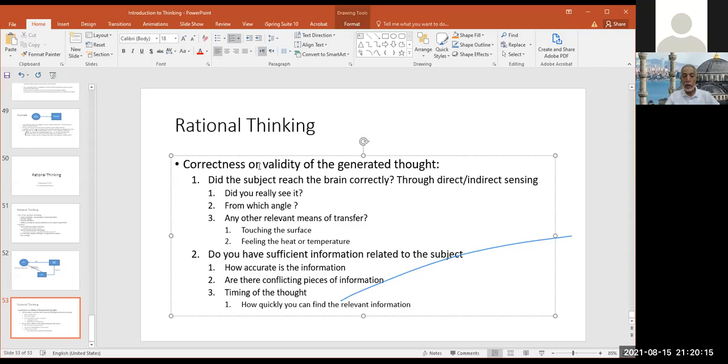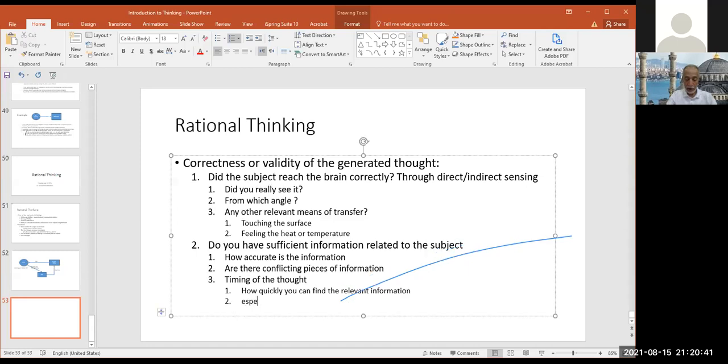But all this is still rational thinking, and rational thinking relies very much on how good or bad you sense the object, how good or bad your information is, how much information you have, and how quickly you can find the relevant information, especially when the amount of information you have is very large.